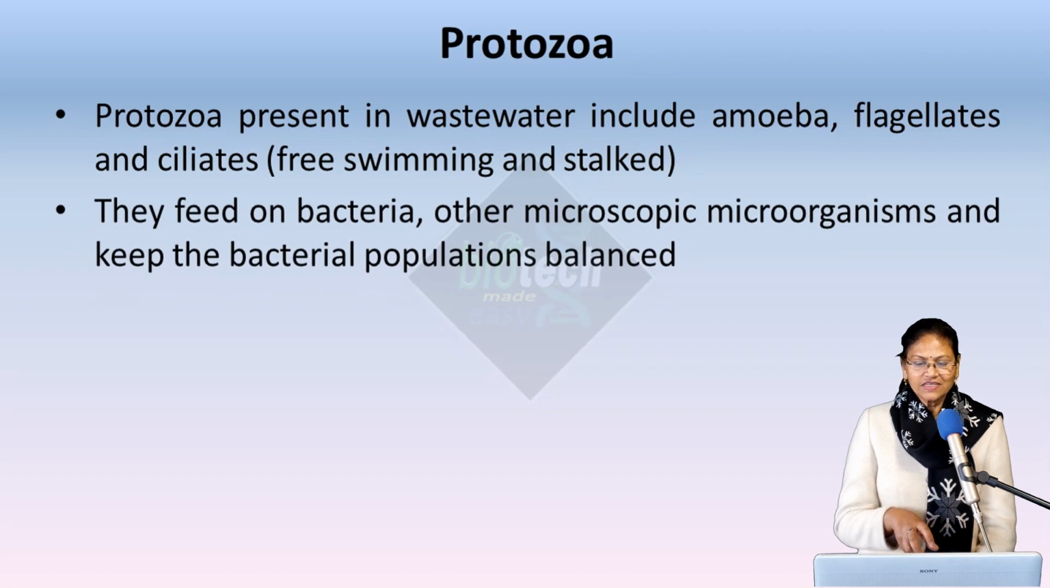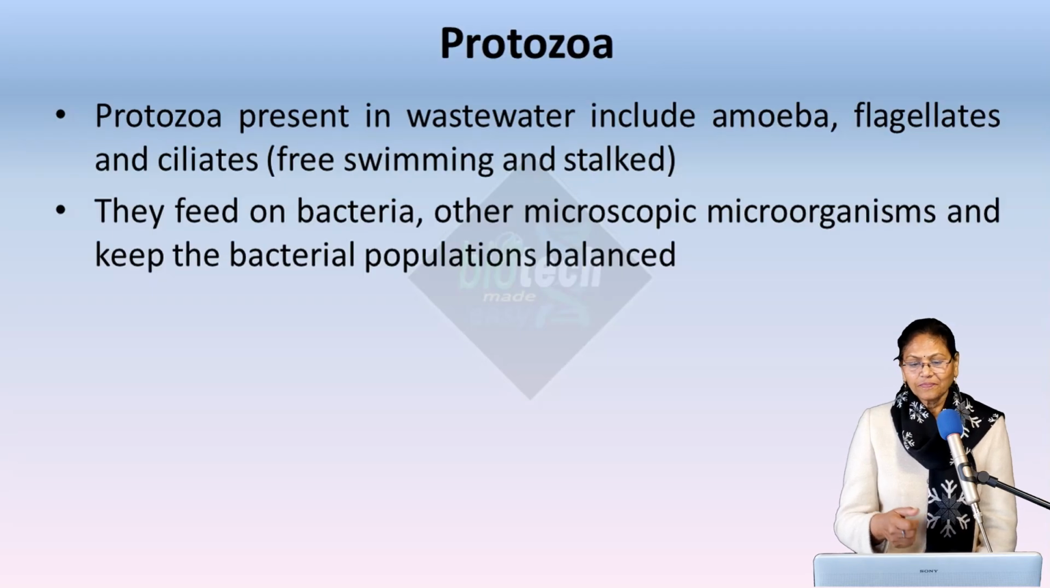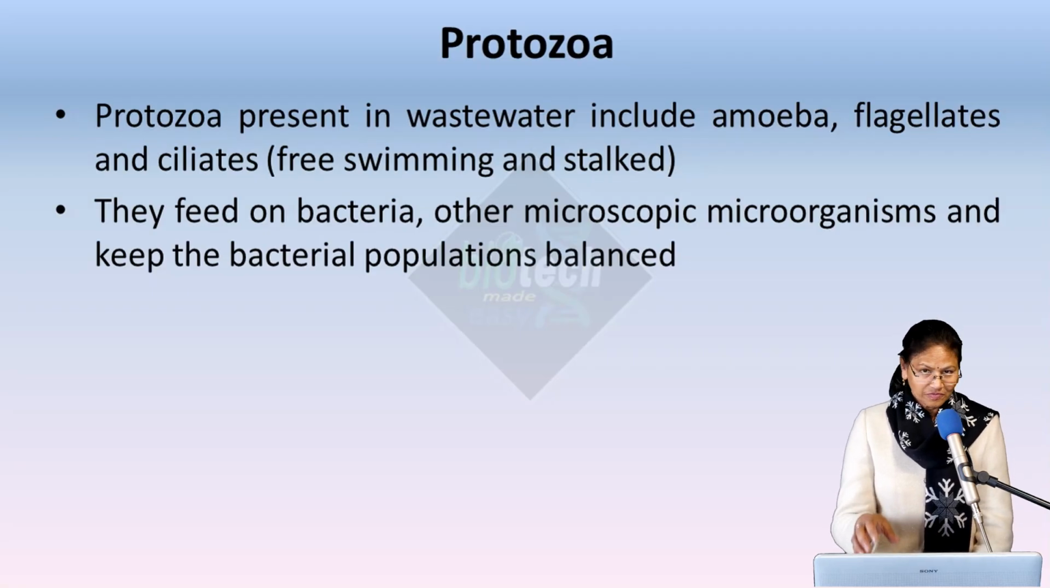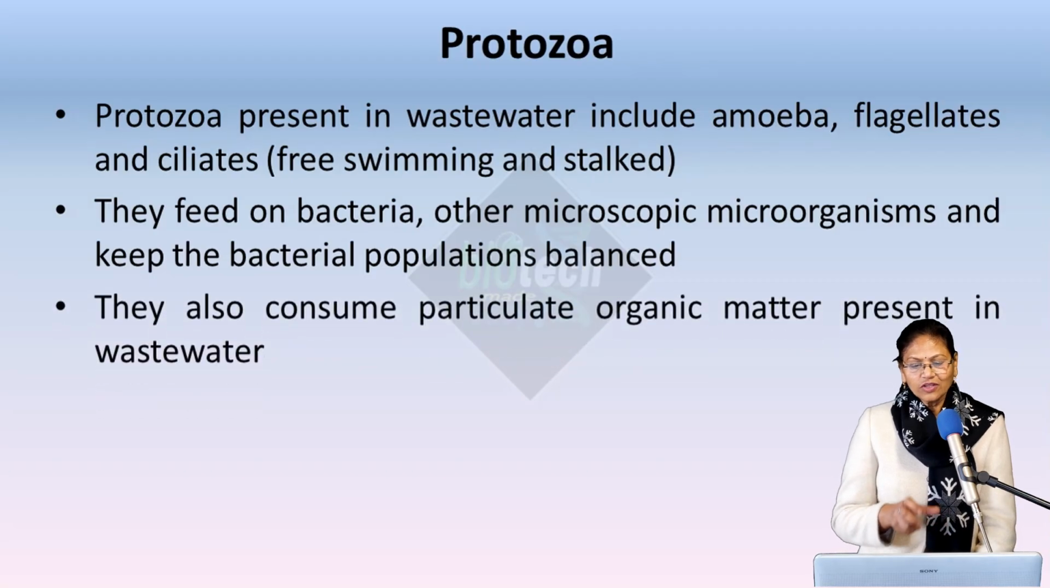They feed on bacteria and other microscopic organisms, because protozoans are known to feed on bacteria. So when they feed on them, they can keep the bacterial population in balance, so the overgrowth of the bacterial population does not happen. They also consume particulate organic matter present in wastewater. So not only do they feed on bacteria, but they can also consume the organic matter in the wastewater.